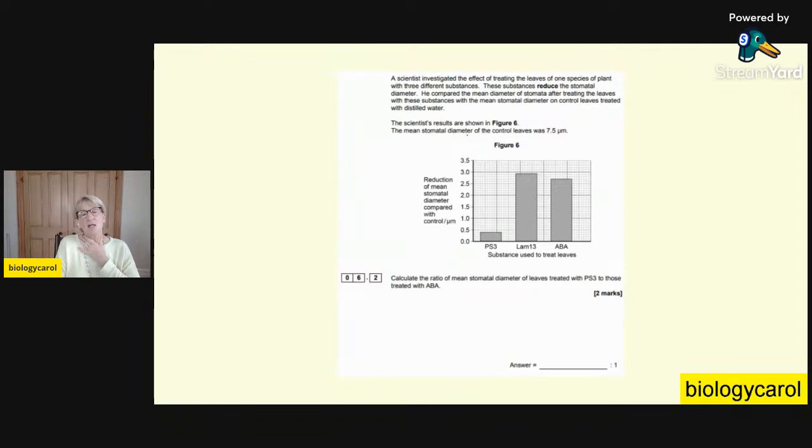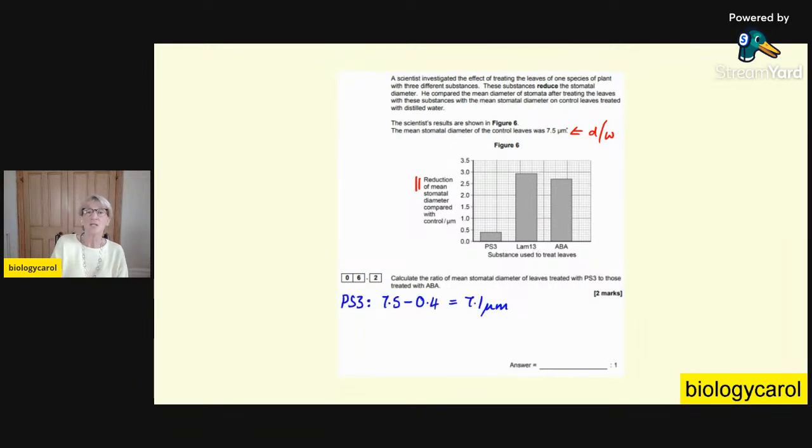Here are the results. The mean stomatal diameter for the control leaves was 7.5, i.e. this was the distilled water treatment. And notice that this is reduction of the mean. LAM 13, whatever that is, reduced the stomatal diameter the most, then ABA, and PS3 hardly reduced it at all. Calculate the ratio of mean stomatal diameter of leaves treated with PS3 to those treated with ABA. Notice that they're not talking about the ratio of reduction of stomatal diameter. They're talking about the actual stomatal diameter. So we've got to work out the stomatal diameter.